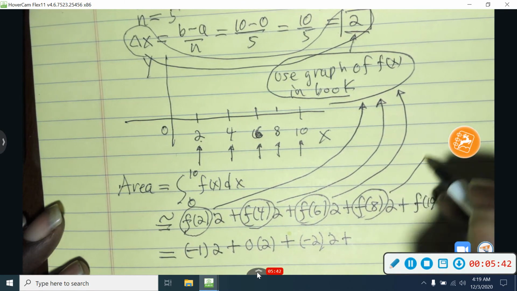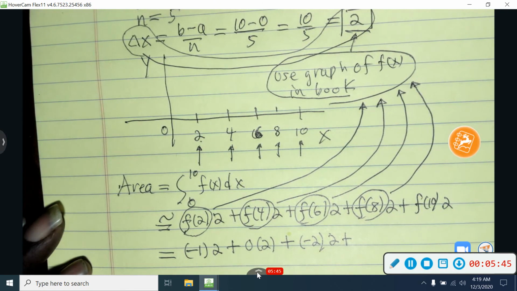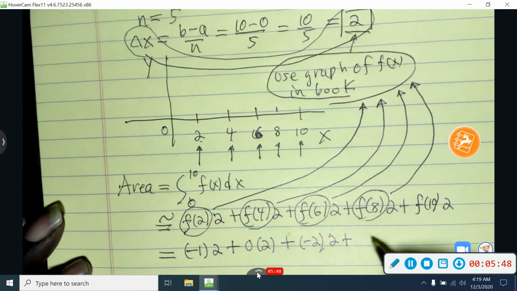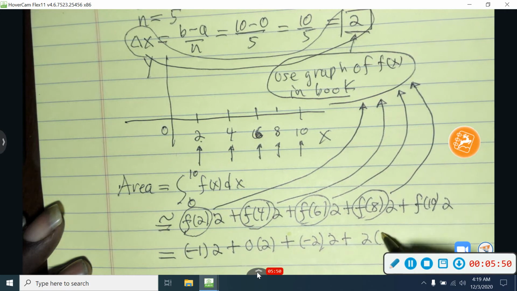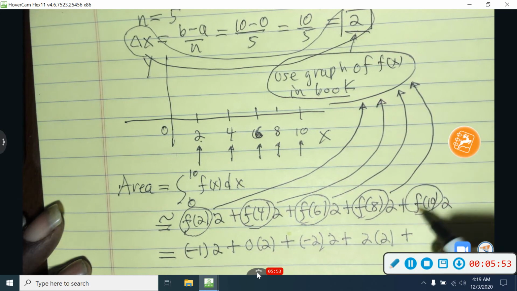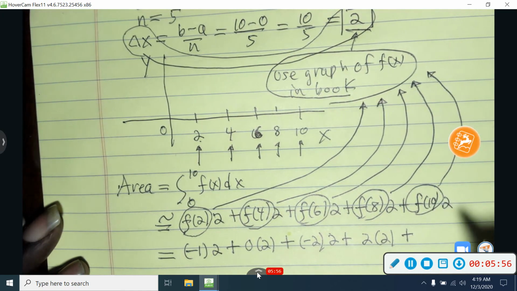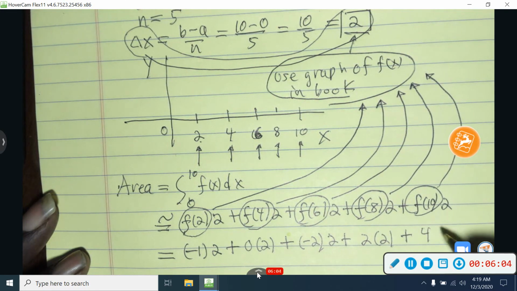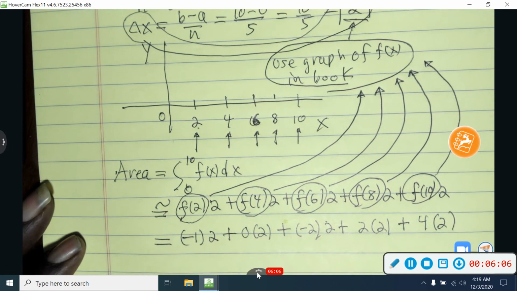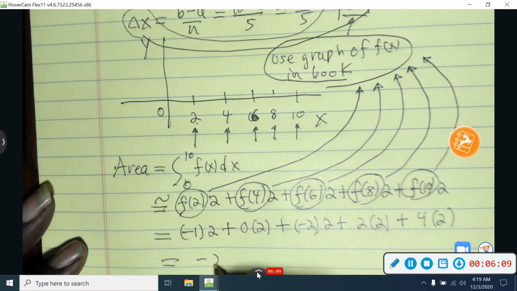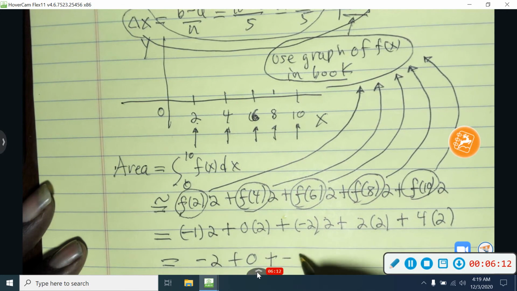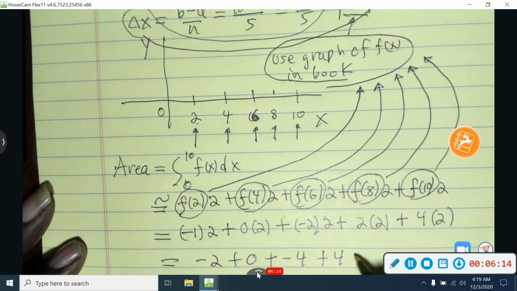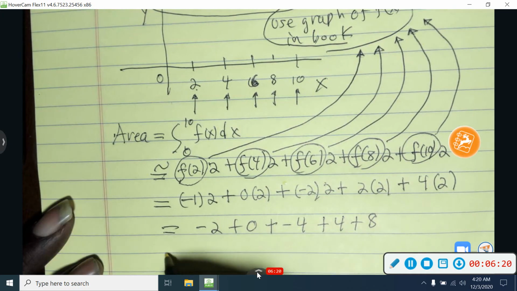What is f of 8? Again, you have to use the picture in the book. If you go over 8, the graph goes up 2. So f of 8 is 2. Finally, what is f of 10? Look at the graph, baby. Look at the graph, baby, in the book. If you look at f of 10, it goes all the way up to 4. So you end up there, and then just add it up. This is -2, that's 0, that's -4, that's 4, and that's 8. And that's all 6.